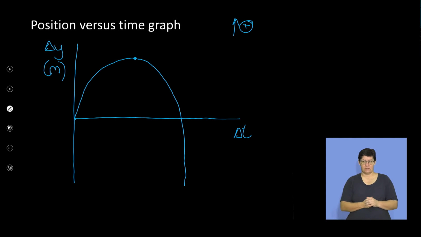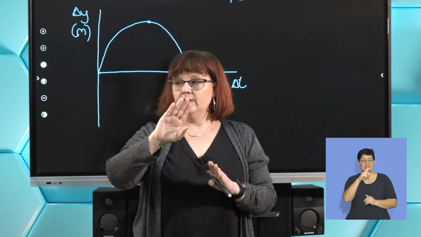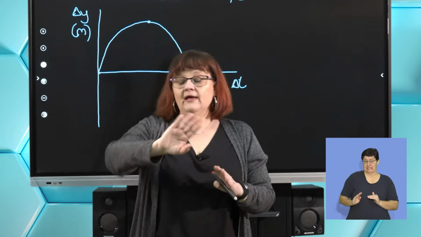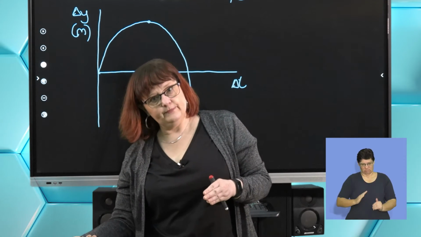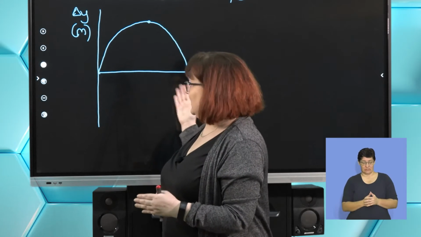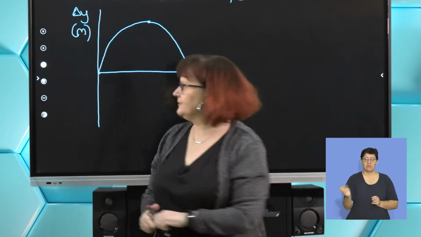What are we looking for? Is realizing that as it goes up and it slows down, the gradient of the graph gets less steep. As it comes down and speeds up, the gradient gets more steep. This is nice because it looks like the motion of an object being thrown up.